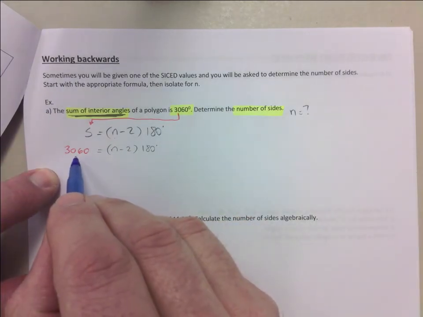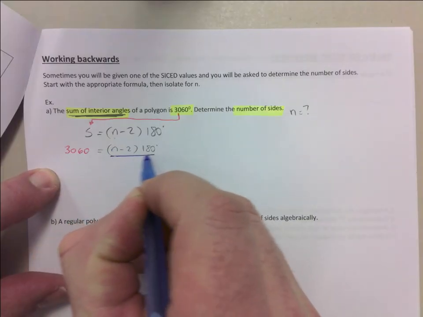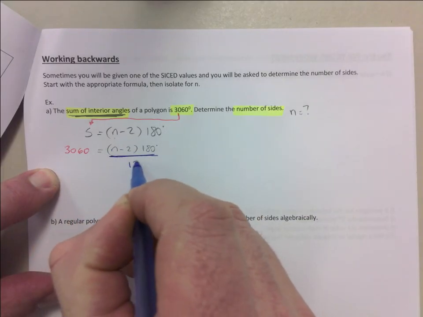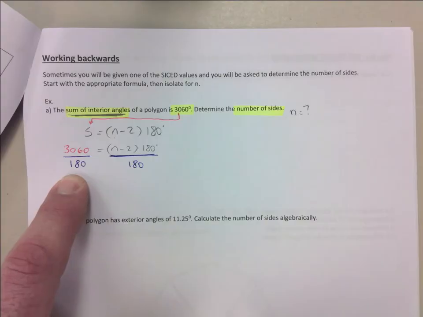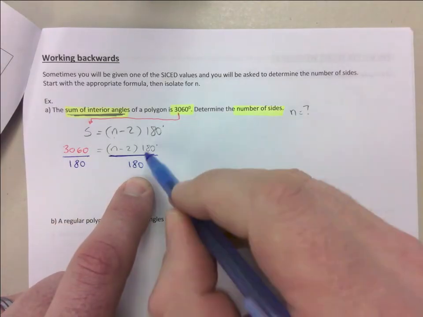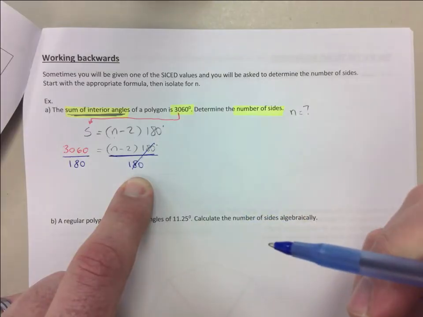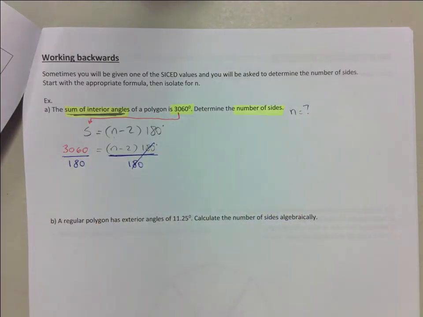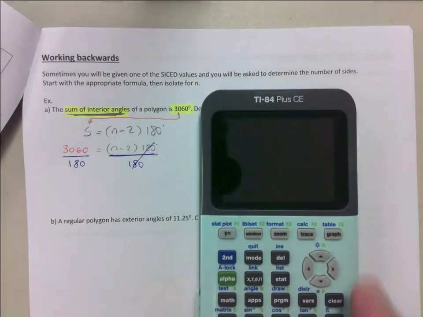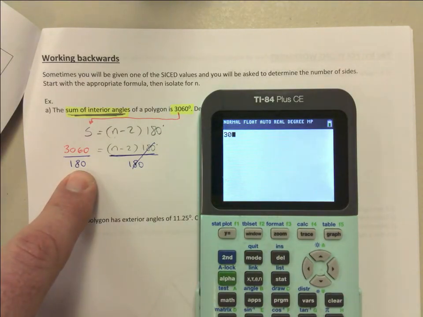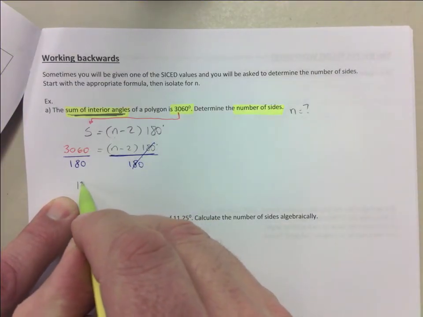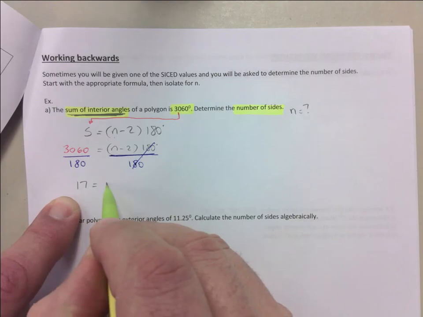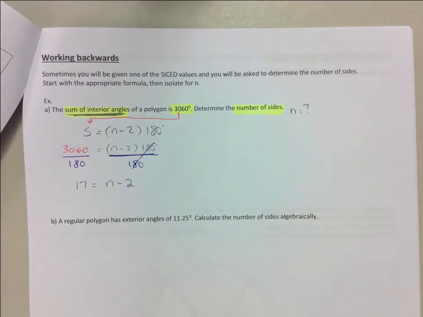There's a number on the left side, so I will divide this entire side by 180, and the same thing I will do on the other side. Reason being, I want to cancel this out. That is the main reason. You grab your calculator. You go 3060 divided by 180. That gives you 17. Okay? So you get 17. And on this side, it's just n minus 2 left over.